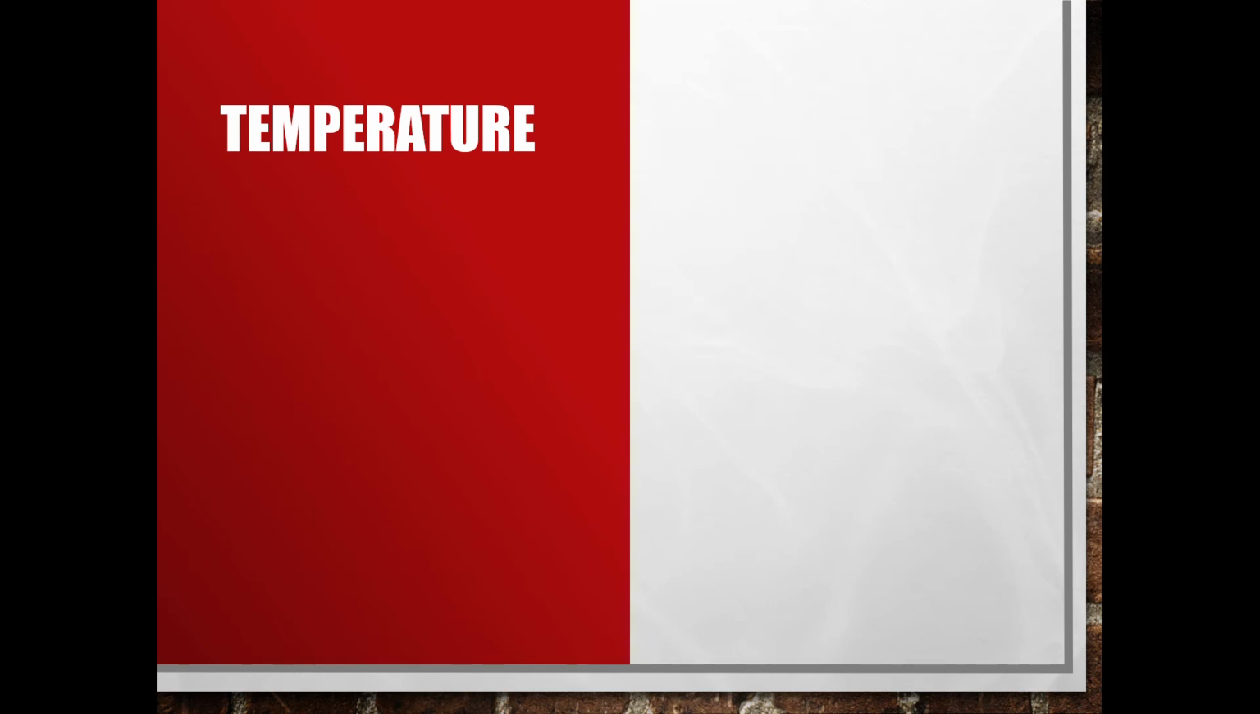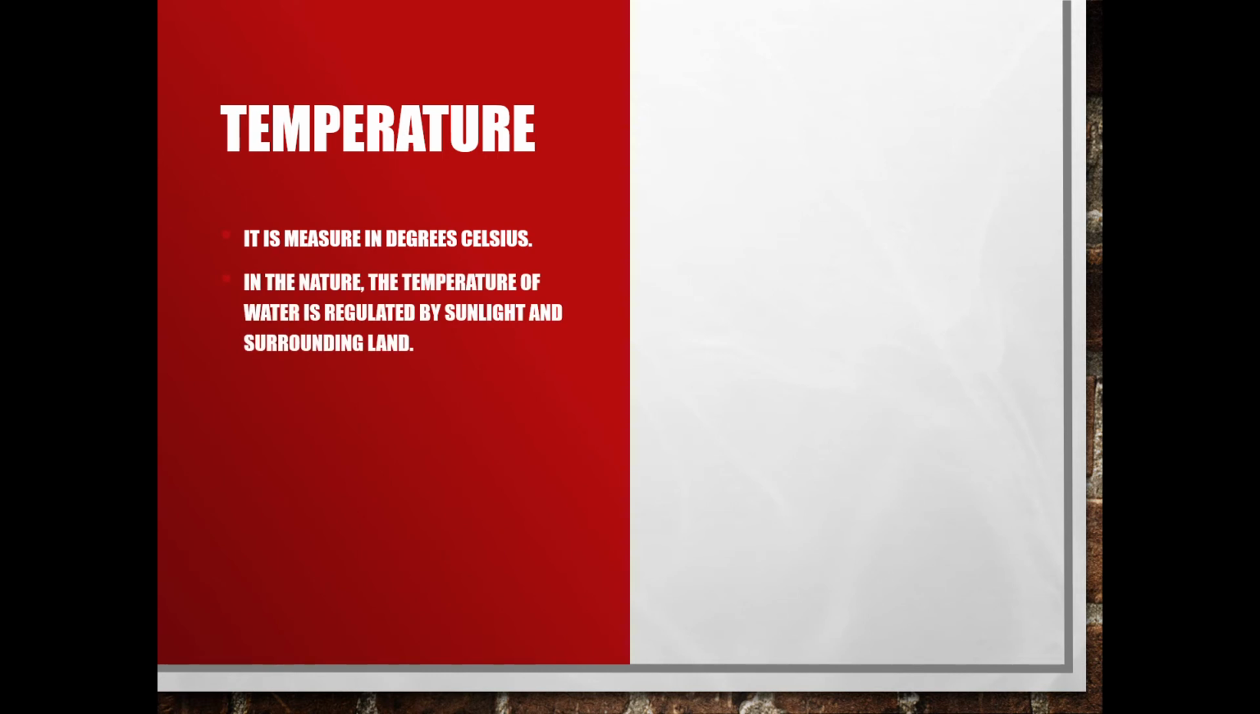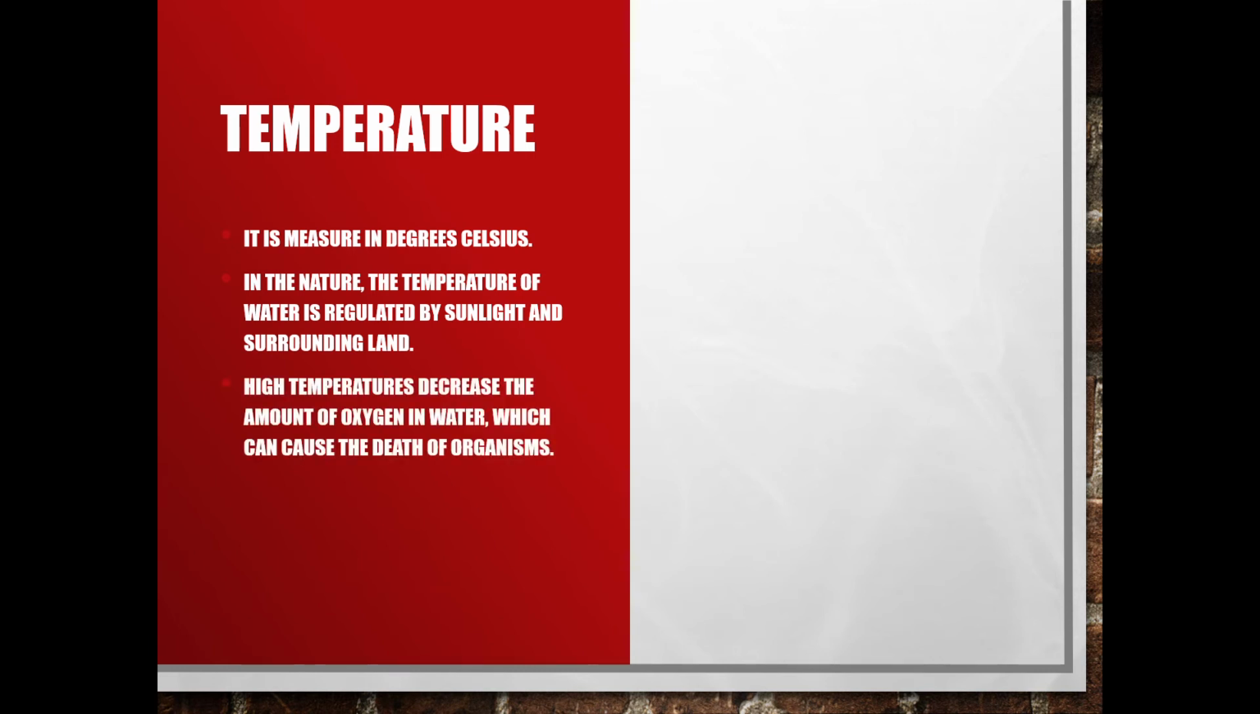And now we're going to talk about the temperature. It is measured in degrees Celsius. In nature, the temperature of water is regulated by sunlight and surrounding land. So one more time, these are the natural ways in which temperature is regulated. So just from the sun that comes from the land, and of course, depending on the weather conditions in the part we're analyzing water from, its temperature is going to change.